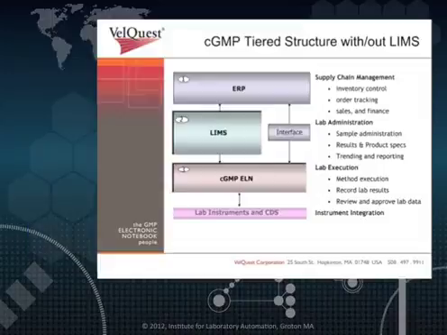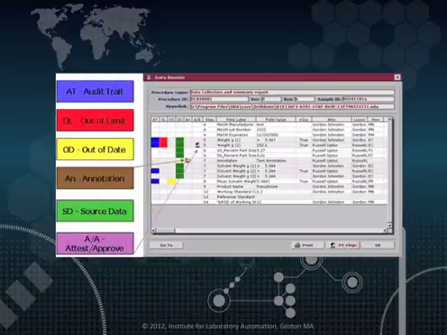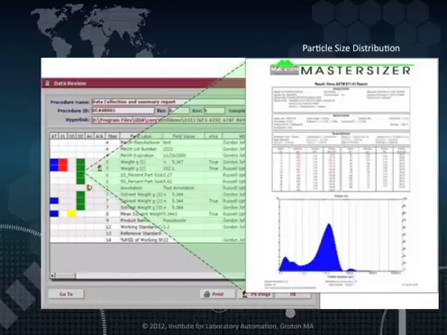VelQuest is currently one of the leading suppliers of scripted execution systems. They provide both instrument interfaces and links to database systems. Their system includes automated data capture in a method viewer that allows you to inspect the progress of the method as the analysis proceeds. For any given test procedure, you can quickly scan the work and see if there are any flags raised about its progress. Audit trail information, out-of-limit specification flags, equipment or reagents being out of date, and any annotations can all be viewed. If you want to look at the source data for a particular test, it can be very easily brought up.